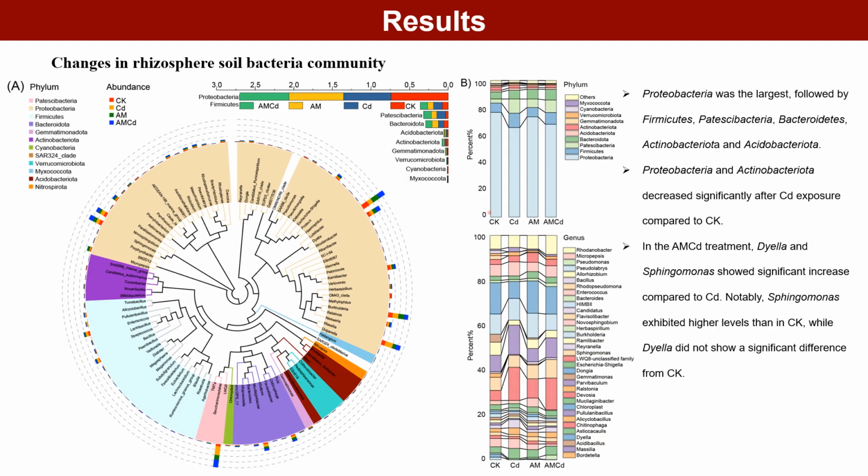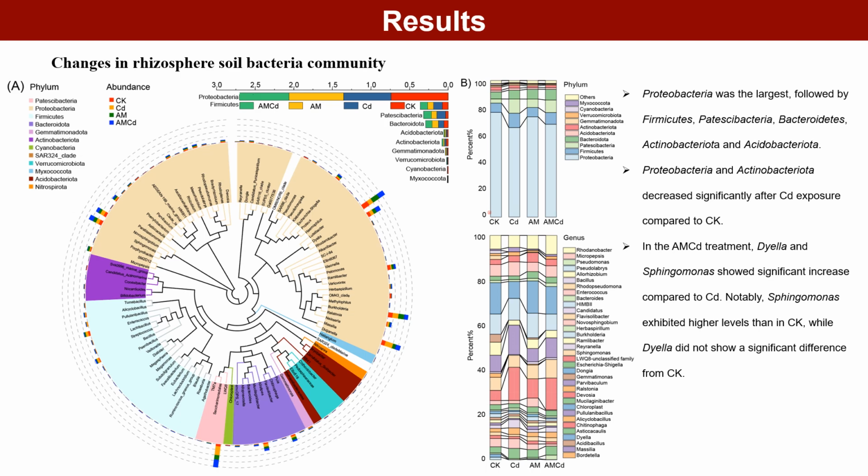The next is the bacterial community. The classification analysis showed that bacteria were mainly composed of 6 phyla, as shown in the figure. Compared with CK, Proteobacteria and others were reduced after CD. However, compared with CD, Delta and others treated with AMCD were increased, even higher than CK, but Delta was not different from CK.